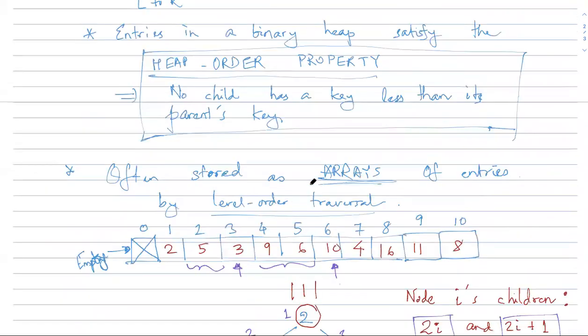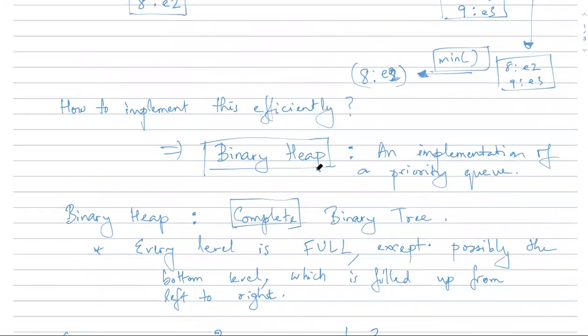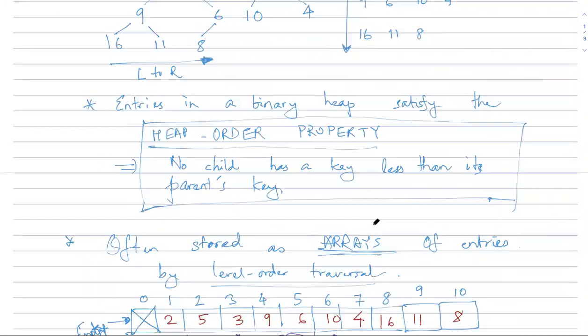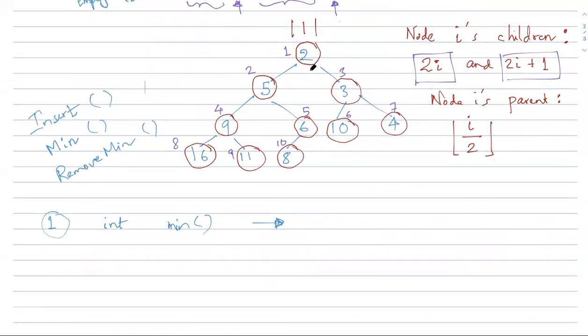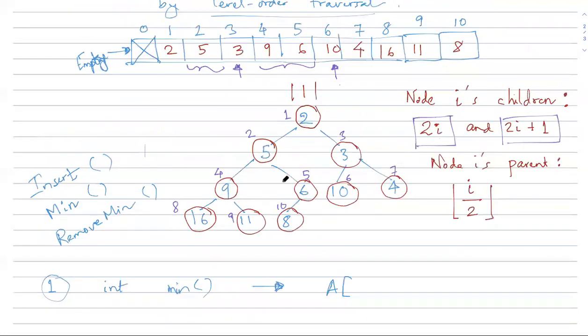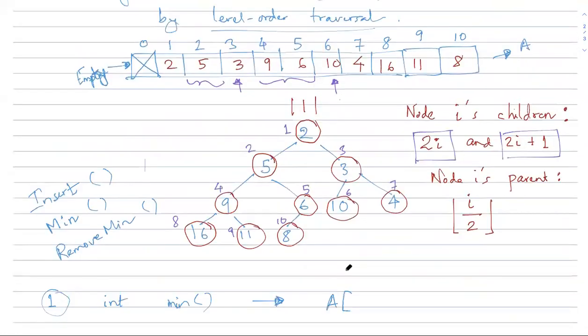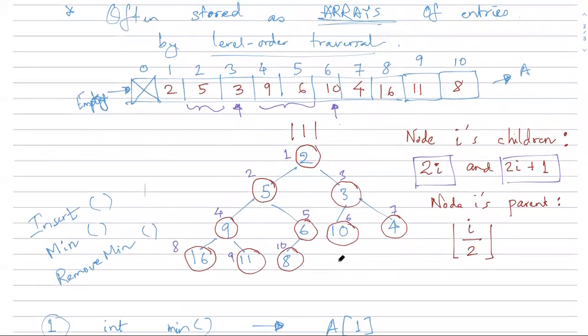Based on the property that we just discussed, what makes it a heap order property is that no child has a key less than its parent's key. Therefore, the root is definitely containing the minimum possible entry. So if I'm regarding this as array A, then A of 1 is going to give us the minimum value that is stored.